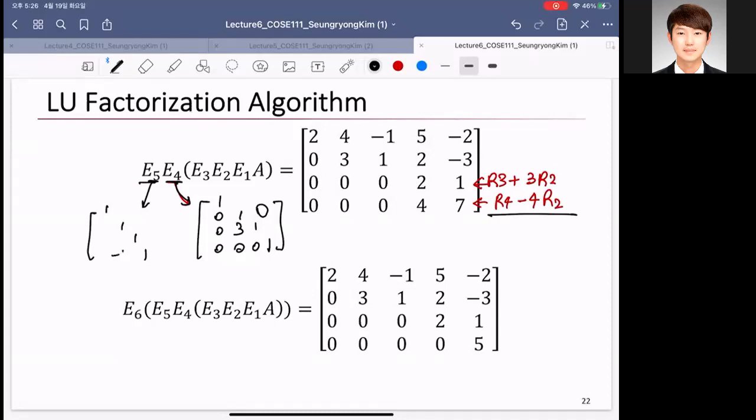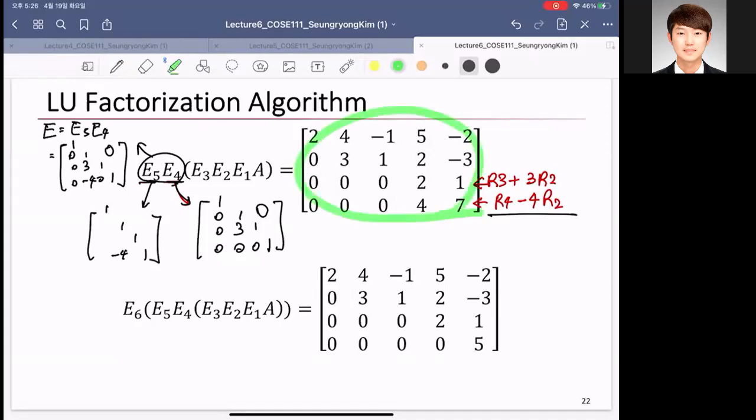Negative 4. Right. Then let's say this new matrix E is E5 times E4, which is what? 1, 1, 1, 1, 3, negative 4, 0, 0, 0, 0, 0. Right? Then we achieve this matrix. In other words, if we multiply this matrix to the original matrix A, then we achieve this matrix, right? Okay, let's further reduce this one.